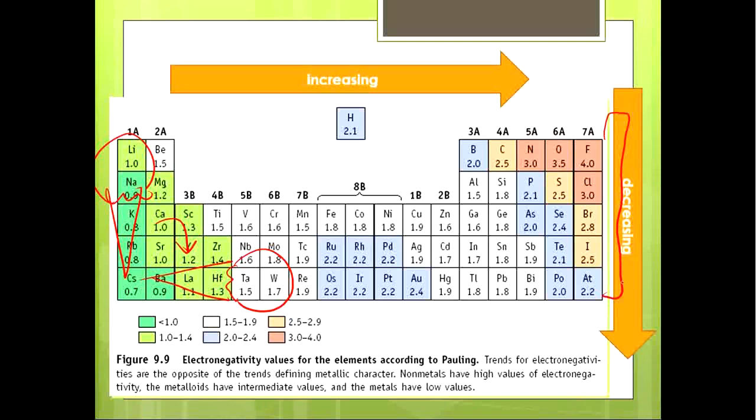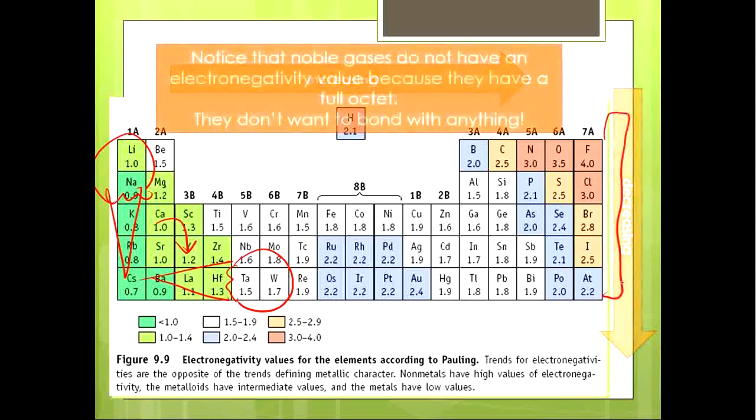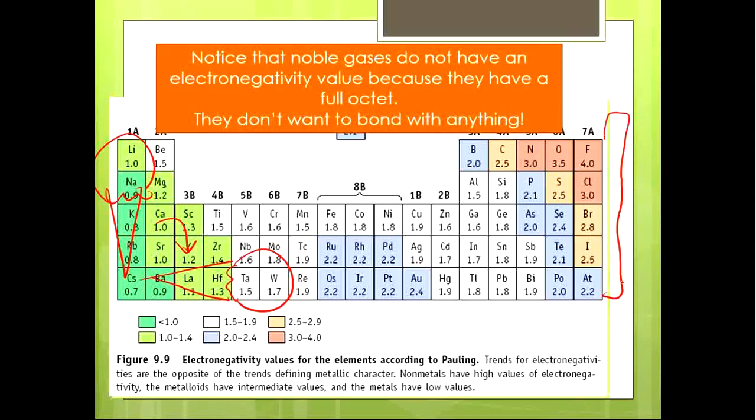Why are the noble gases not there? Well, because the noble gases, remember, have a full octet. They don't want to bond with anything. They are good. They want to be left alone, so they don't have an electronegativity value. Because an electronegativity value is indicating two atoms sharing electrons in a bond. And noble gases don't want to share. Noble gases are good with 8 valence electrons.